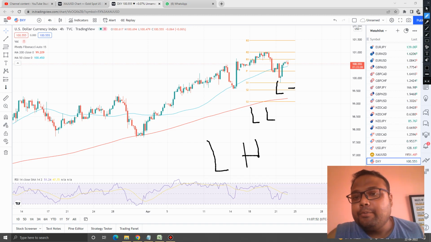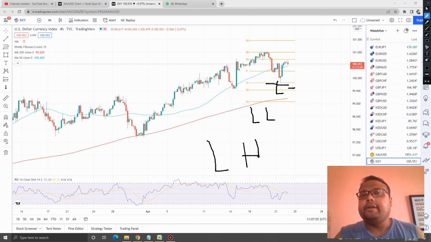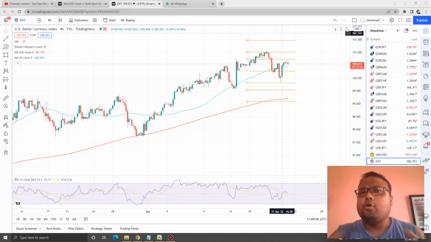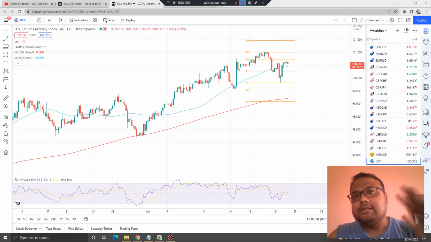So 99.80 will be very important for DXY. If it bounces, well and good. If it breaks it, it will be a lower low and it can be a trend reversal as well. As of now, let's wait and watch in which direction DXY moves. Overall, we will still consider that DXY is in an uptrend only.